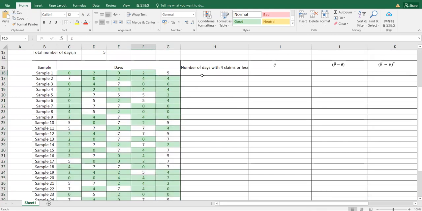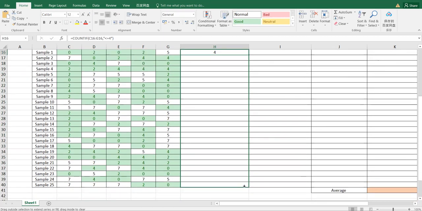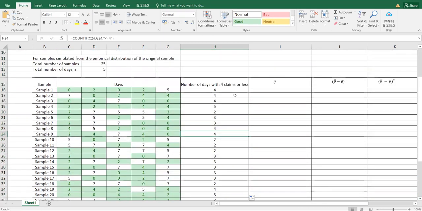For the second method, we will be using the COUNTIF formula, which is COUNTIF the range for the 5 days and the criteria, which is less than or equal to 4. Then we drag it down to the 25th sample. All the numbers of days with 4 claims or less will be listed.